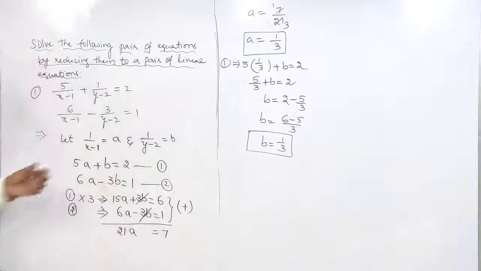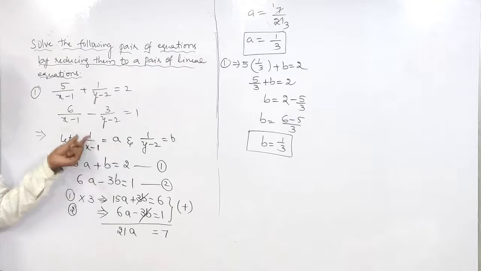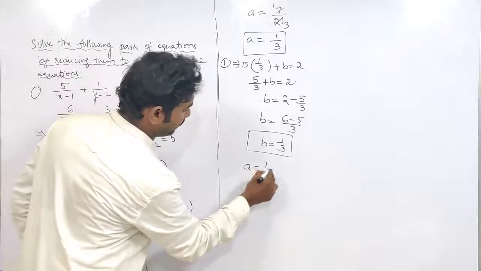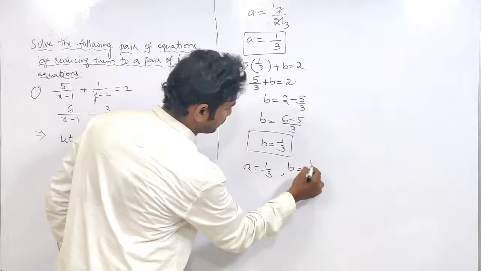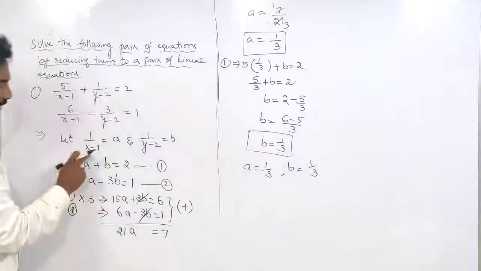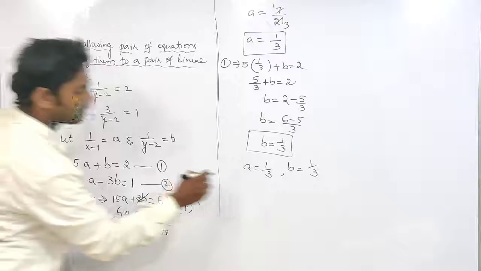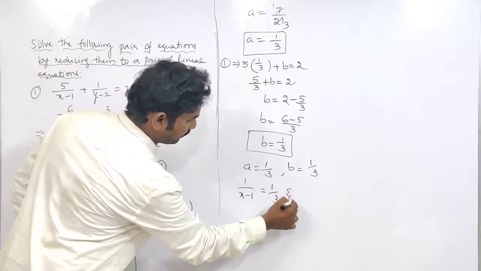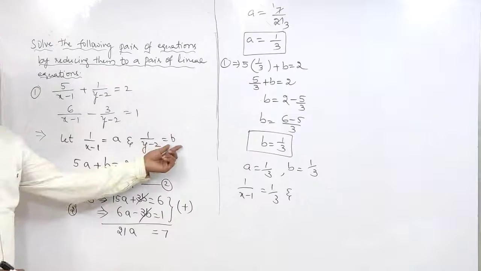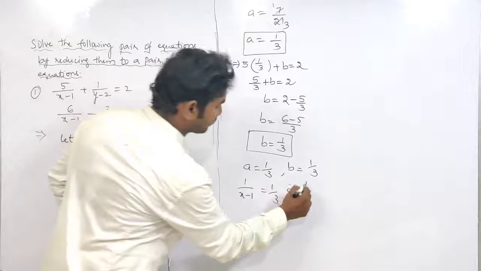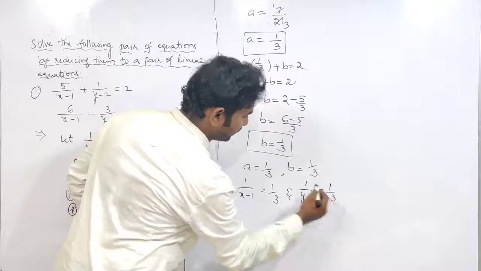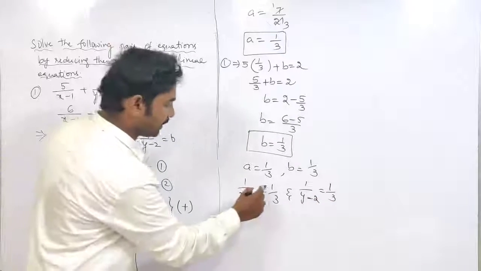But what is a? a is 1 by x minus 1. a is equal to 1 by 3. b is also 1 by 3. But a is 1 by x minus 1, which is equal to 1 by 3. And what is b? 1 by y minus 2 is equal to 1 by 3. Now you cross multiply here.